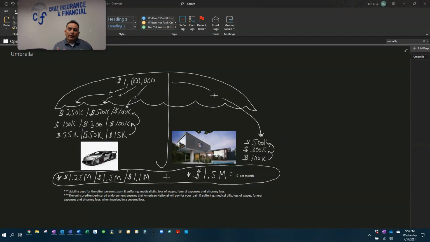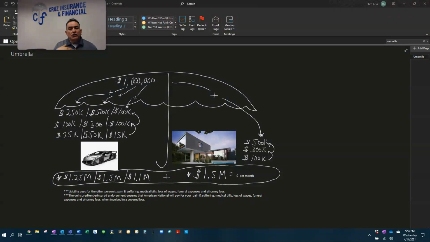So let's say that you have the state limits in Colorado, which is $25,000, $50,000. Let's say you get into an auto accident. What happens if we reach more than $50,000, or we need more than that? Who do you think pays that difference? You guessed it, the consumer and the client.